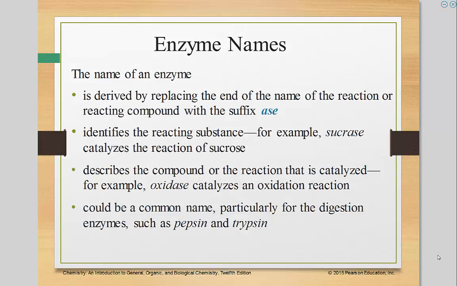The name of an enzyme is derived by placing the end of the name of the reaction or a reacting compound with the suffix "ase". It identifies the reacting substance. For example, sucrase catalyzes the reaction of sucrose. It describes the type of reaction that is catalyzed. For example, oxidase catalyzes an oxidation reaction. And it could be a common name, particularly for the digestion enzymes such as pepsin and trypsin.